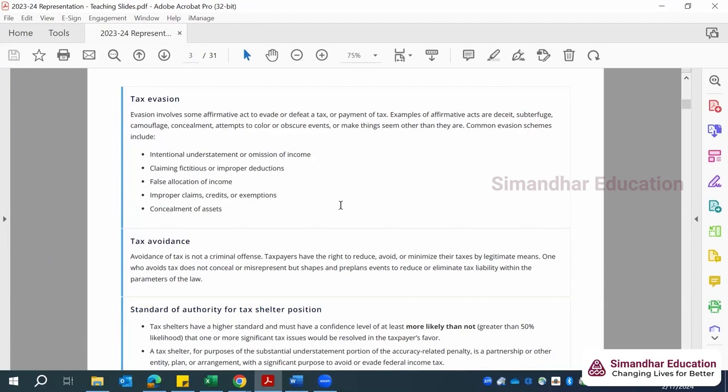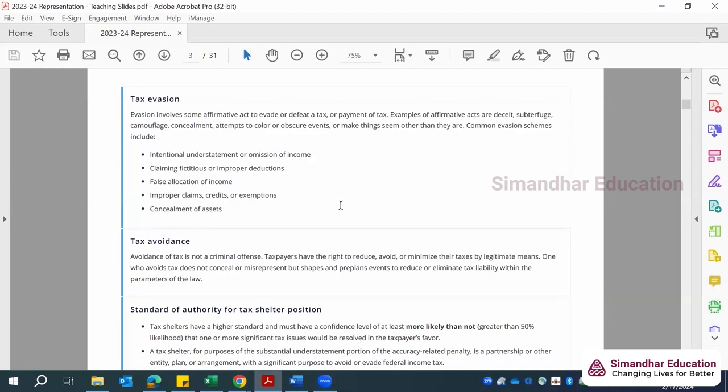What is false allocation of income? Let's say someone is not required to get income, but you're allocating income to that person. Okay, improper claims, credits, and concealment of assets.